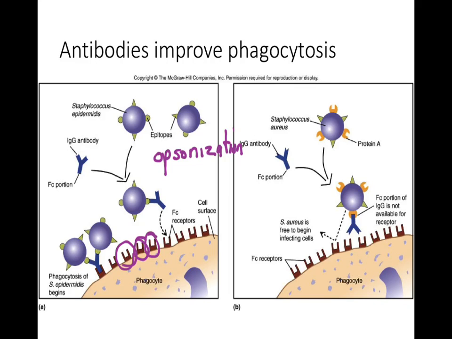So opsonization is the coating of a pathogen with antibody. And opsonization will increase the rate at which a pathogen is phagocytized and destroyed by a macrophage. Actually, we find these receptors on neutrophils as well. So both of those phagocytes.